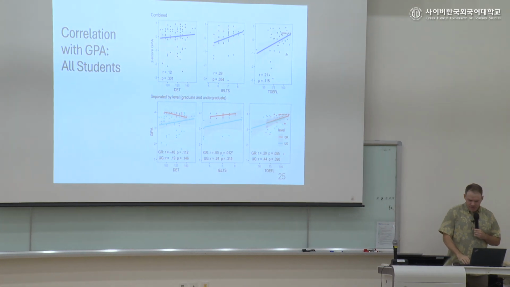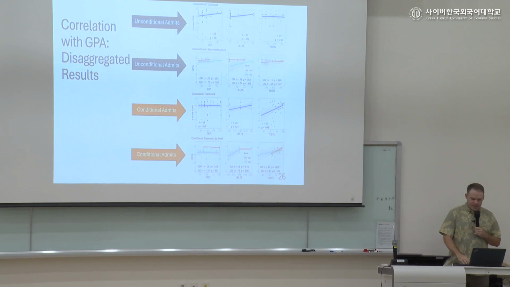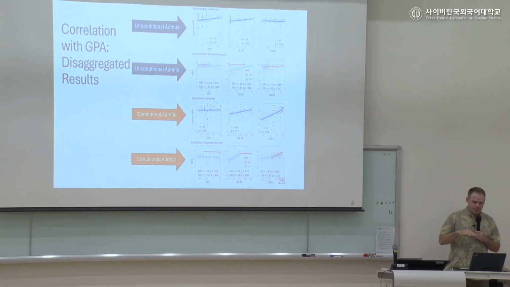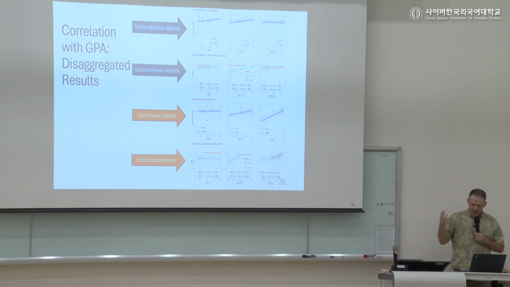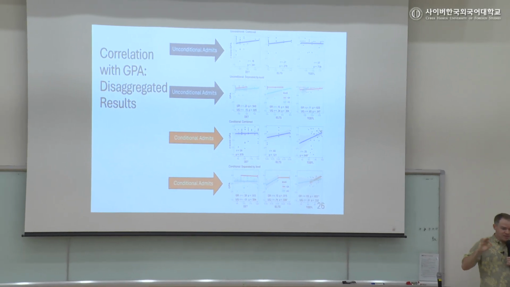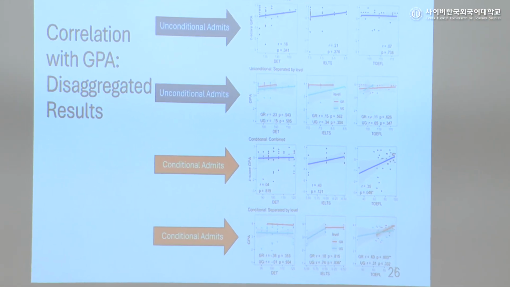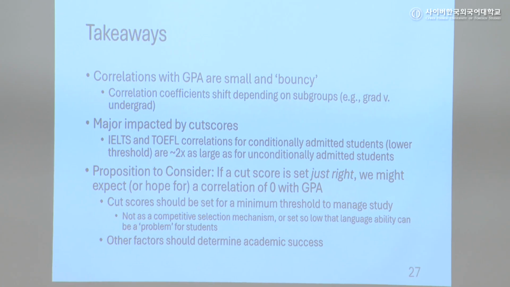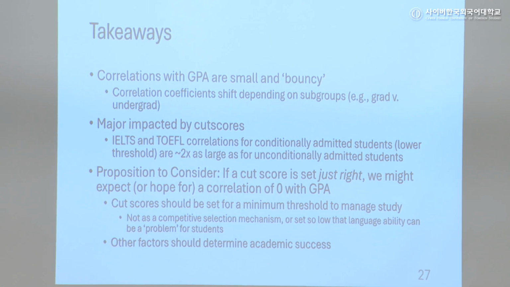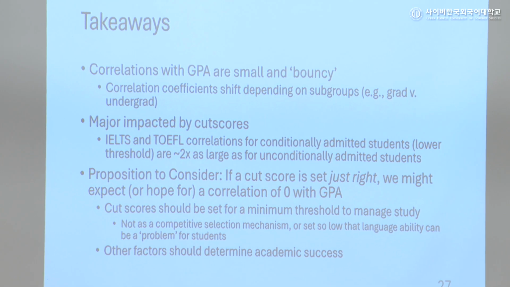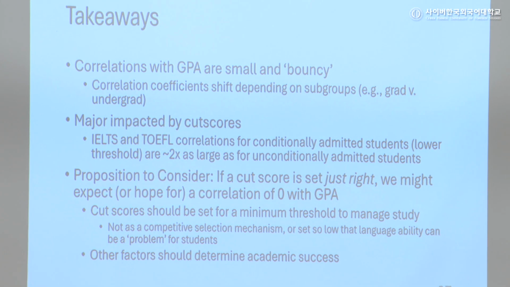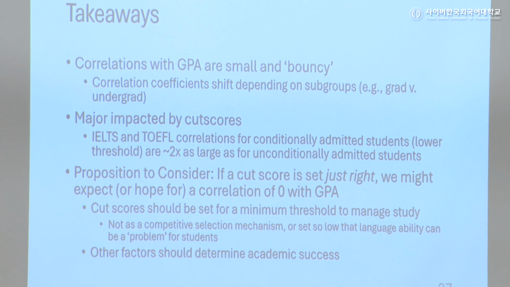So we looked at that, and like previous studies, these correlations tended to be small. And we broke it down further: unconditional admits and conditional admits. Kind of the same thing. We find kind of bounciness, different subgroups. We see stronger and weaker correlations, but nothing is jumping out as particularly large here. So some takeaways, right? These correlations with GPA can be bouncy, especially in the smaller sample we're dealing with. Cut scores seem to have a big role. We tended to see larger correlations for people who were conditionally admitted to our university. They had to take some English support courses, so we let them in with a lower TOEFL.